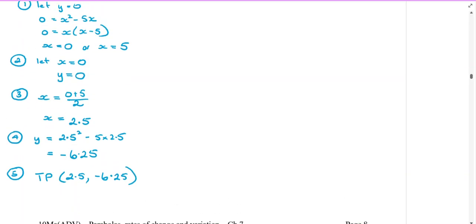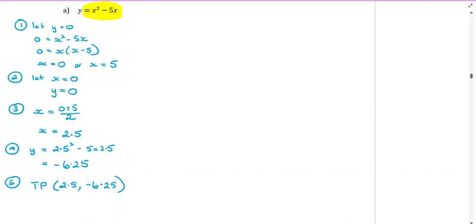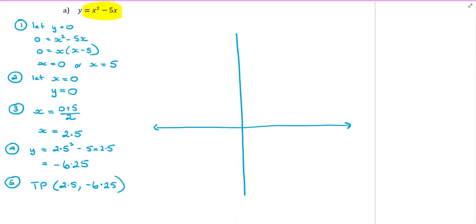And all that information I now want to put on my graph. So over here on the side, hopefully you've got some room left. Starting with step 1, we found that the x-intercepts were at 0 and at 5. I'm not really putting a scale on here, but I'm just marking those values on my graph. Then I found that my y-intercept was also 0, so that's already marked because that's the origin.